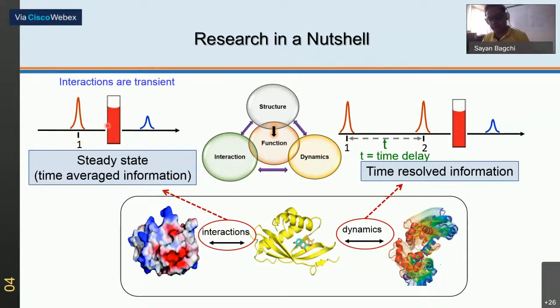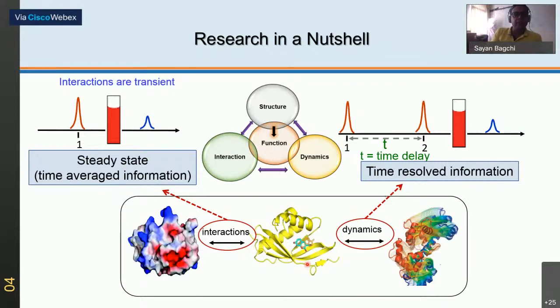However, we know that because the molecules are constantly moving, all these interactions at any point of time are transient. That means they will change over time. They will go back and forth, or they might evolve over time. So this transience in these interactions can be understood by studying the dynamics.